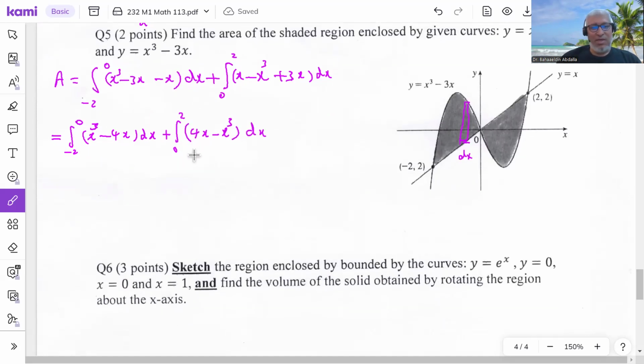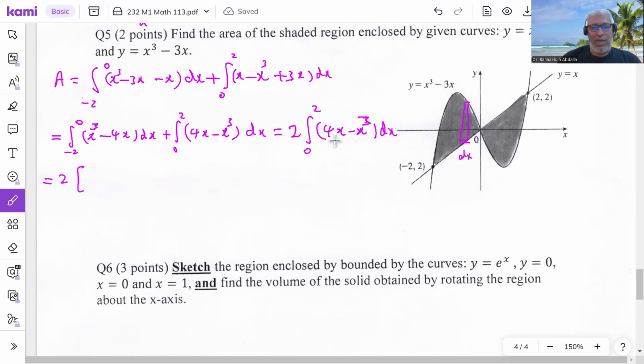You can see here that if you change the limits of the integral, instead of negative 2 to 0, if I write it 0 to 2, then you have to put a minus sign. So if you change this to 0 to 2, you will have a minus sign here, so you will have this one. So in fact, I can write this as equal to 2 times the integral from 0 to 2 of 4x minus x cubed dx. Or if you like, 2 times the first one, the integral from negative 2 to 0. So I'll do it like this.